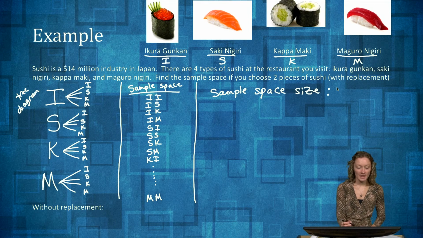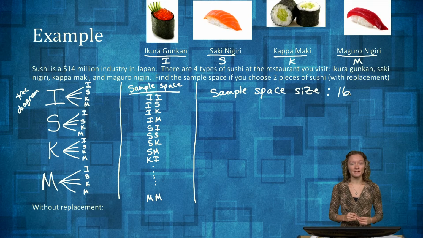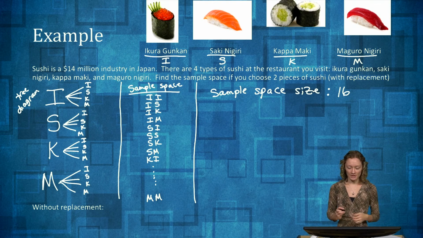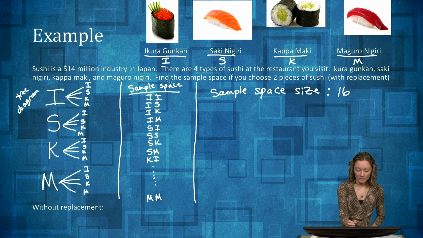The sample space size is counting up the sample space. So how many are there here? You can count through this list, or you can count here. 1, 2, 3, 4, 5, 6, 7, 8, 9, 10, 11, 12, 13, 14, 15, 16. 16 different ways you could choose a first piece of sushi and then choose a second piece of sushi. Okay, this is if we count up the sample space or use the tree diagram.